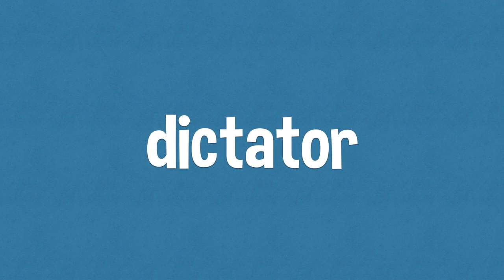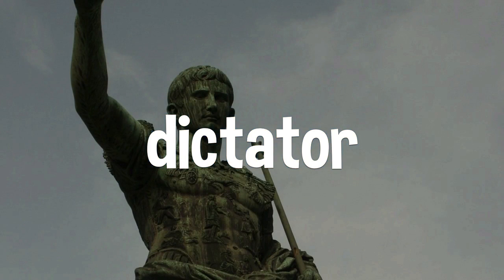Here's your next word: dictator. Dictator. A dictator is a leader of a country who has complete control of the country, all on his or her own. Some dictators seize control using military force, and they sometimes maintain control through cruelty, through oppression. This is a statue of Julius Caesar, who became dictator of Rome. Another famous dictator more recently was Adolf Hitler.